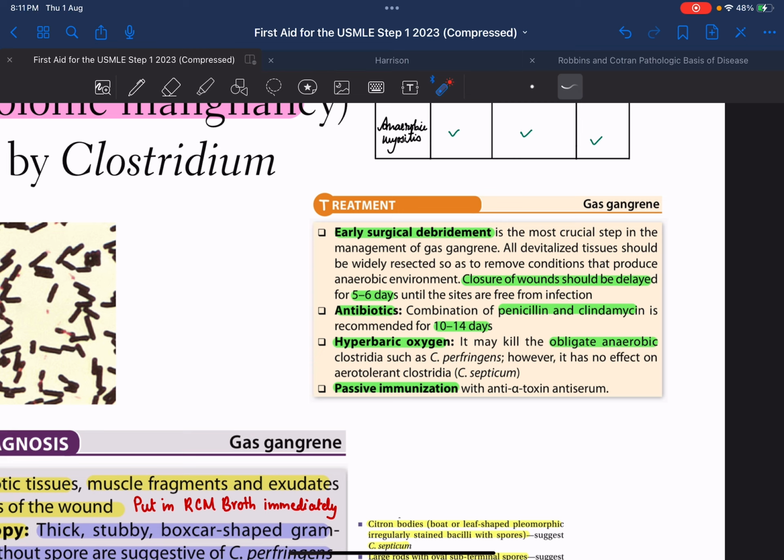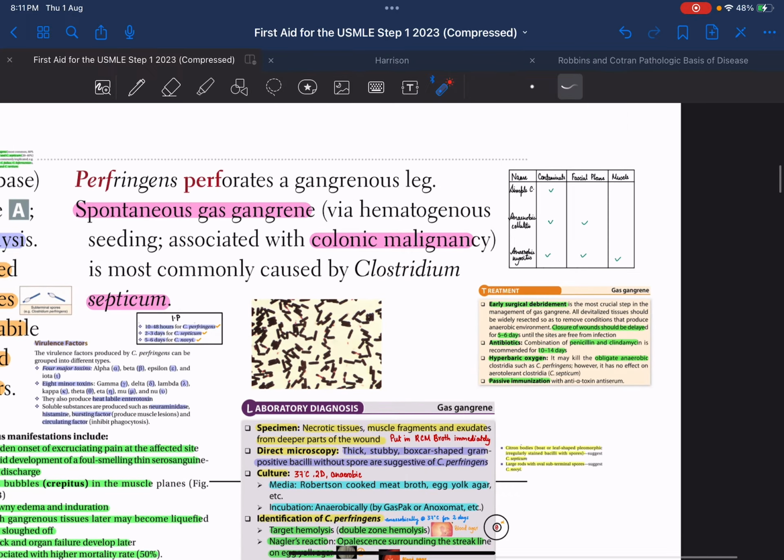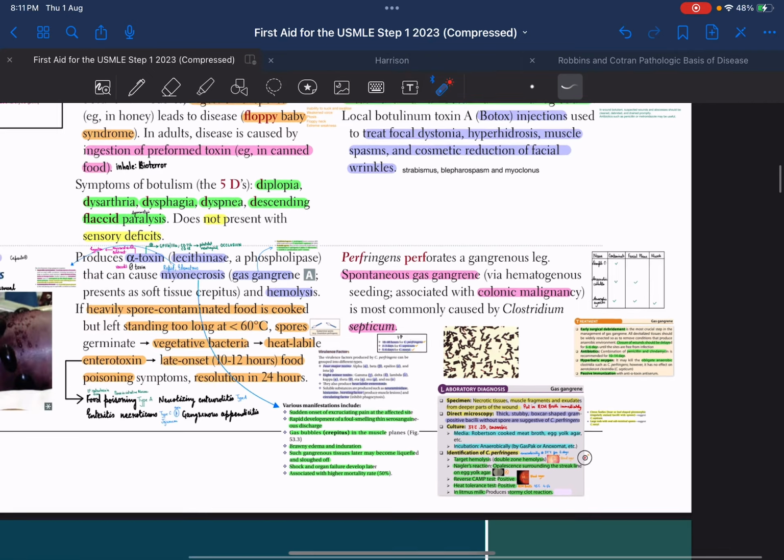Next, we can also give antibiotics. Basically, we give penicillin plus clindamycin for 10 to 14 days. We can also use hyperbaric oxygen. Now, you know this bacterium is anaerobic. If we give the bacterium oxygen at a very, very high pressure, it will get killed. Okay, so we give hyperbaric oxygen, and we can also give passive immunization with anti-alpha toxin antiserum. That's not that effective as far as my knowledge goes.